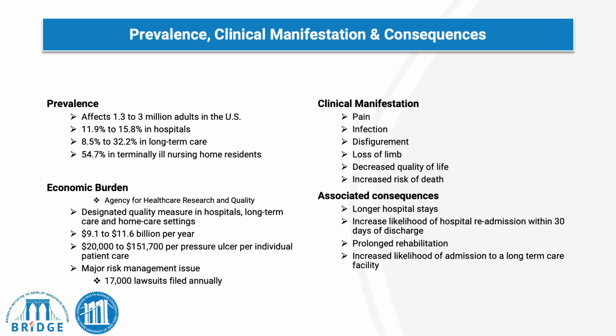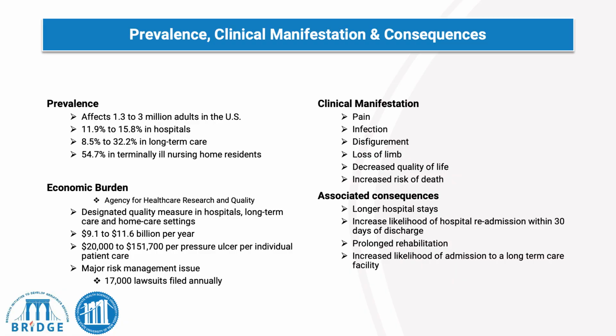So what's the prevalence, what's the clinical manifestation, and what's the consequence of pressure injuries? In terms of prevalence, as many as 300 million Americans are impacted by pressure injury. In terms of hospitalization, almost 16% of patients in acute care settings have pressure-induced skin injury. In long-term care facilities, that rate increases to approximately 32%. And in individuals who are terminally ill, the risk approaches 55%.